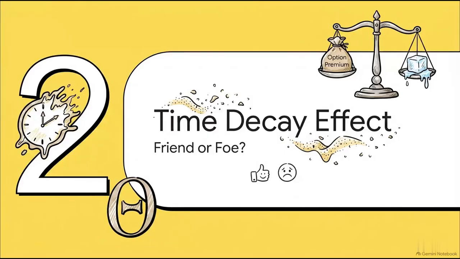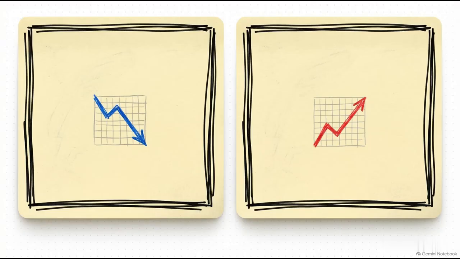Moving on to Section 2, time decay, also known as theta. Is it your friend or your foe? So I want you to imagine time decay as this relentless force of nature that just eats premiums like a wood chipper. To figure out if it's your friend or your foe, let's bring in our recurring characters.